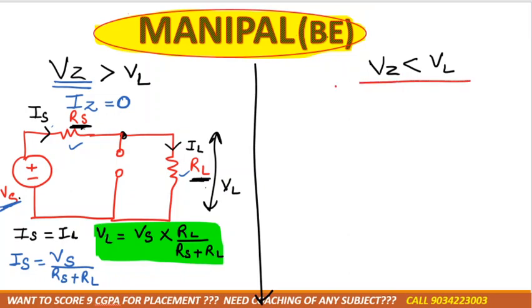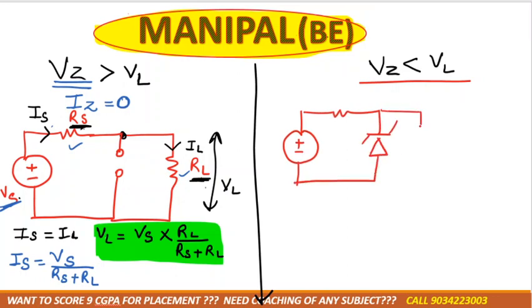If Vz is less, then current must be there. If current is there, then there must be some amount of current flowing across the zener diode, right? Now suppose this one is the load resistance, this one is the series resistance, this one is Vs. Again IS current is flowing, and this time current is flowing across the zener also, so we can consider it as zener current, and here it would be the load current, correct? Now apply nodal analysis at this point and tell me the equation for the current.